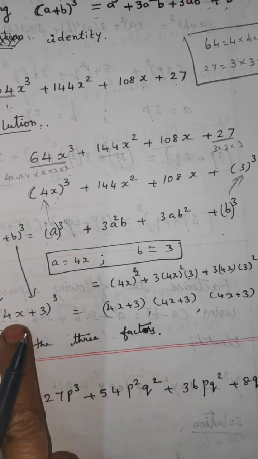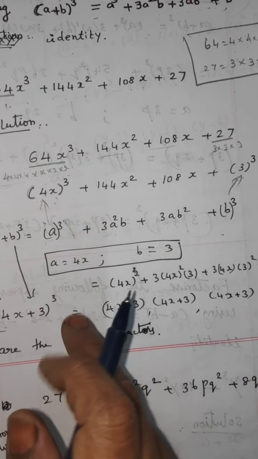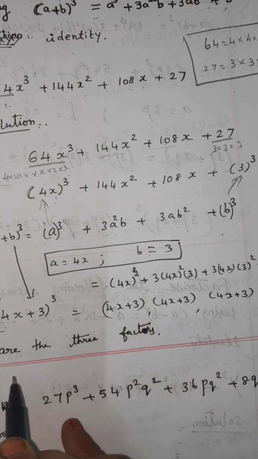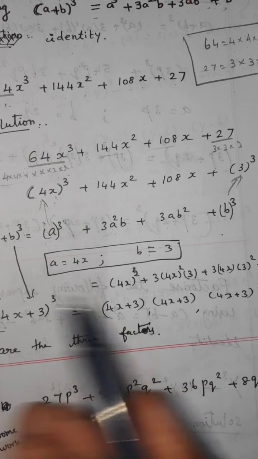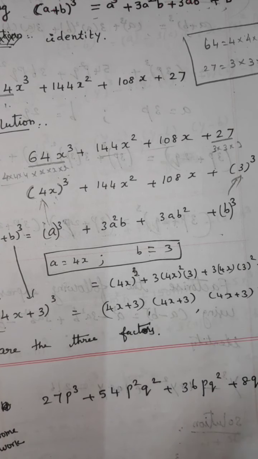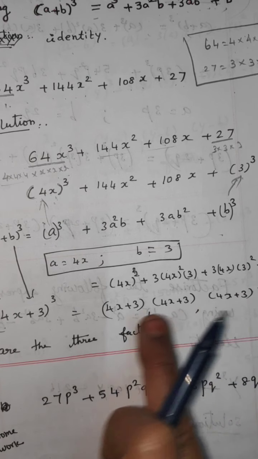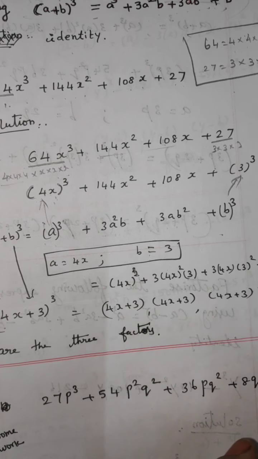How many 4x plus 3 whole cube? The power 3 is there. 4x plus 3, 4x plus 3, 4x plus 3 are the three factors. Before, in some sums, we found two factors. Now three factors: 4x plus 3, 4x plus 3, 4x plus 3. Right, that means the work is over.